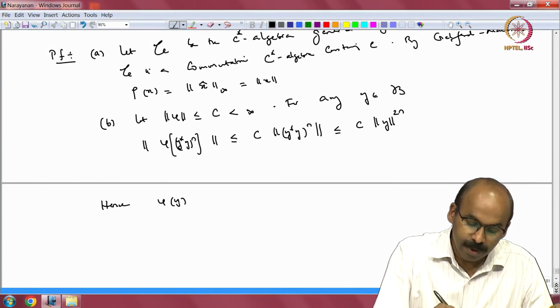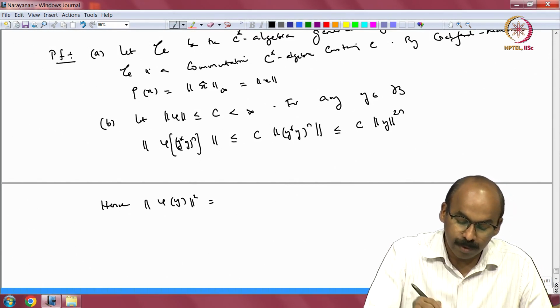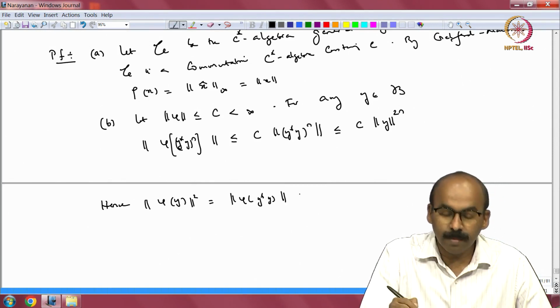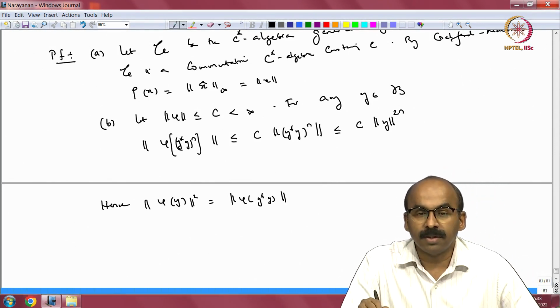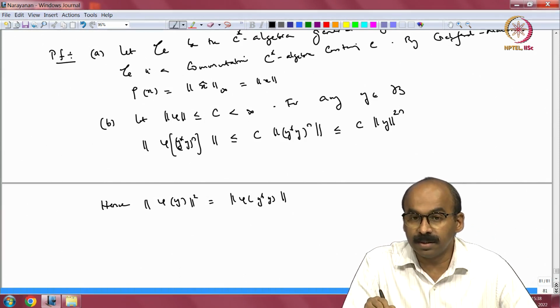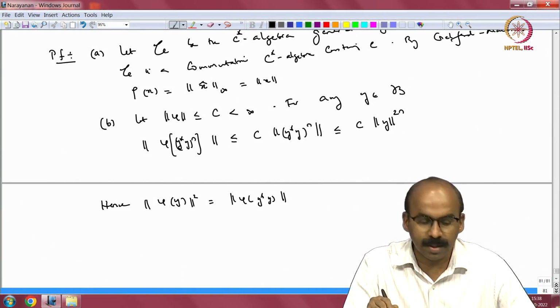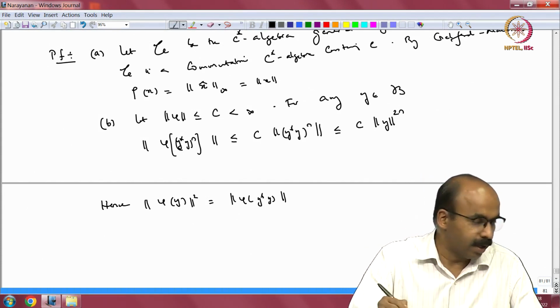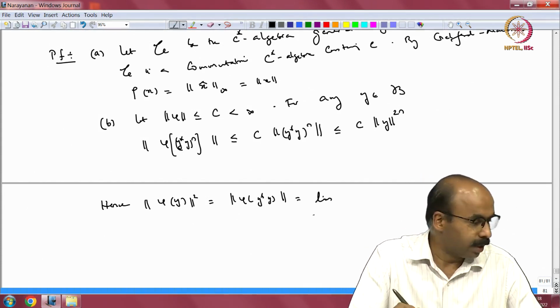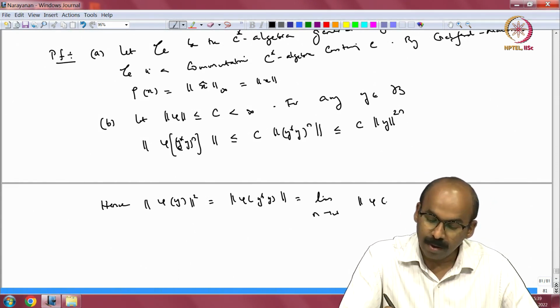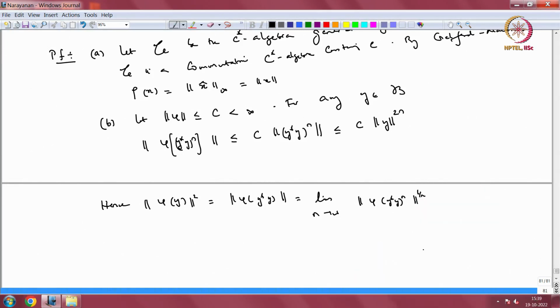norm phi y square equals norm of phi y star y, right, because phi of y star y is phi y star into phi y, but phi is a star homomorphism. So, phi y star is the adjoint of phi y. So, I have phi y star into phi y, and C star identity tells me that this is norm phi y square, right. This is equal to limit n going to infinity norm of phi y star y to the n to the 1 by n, right.